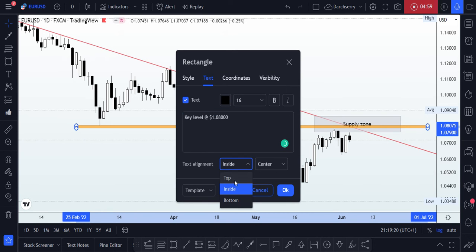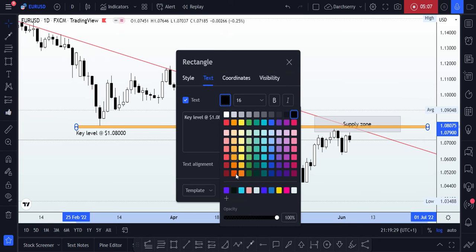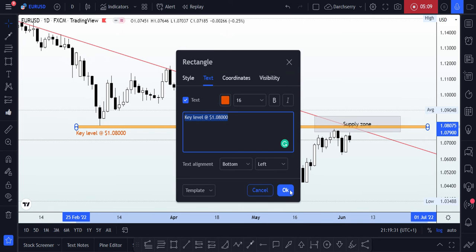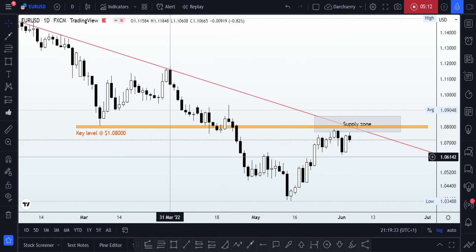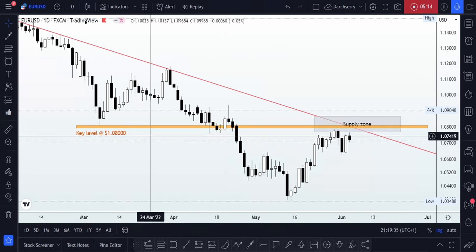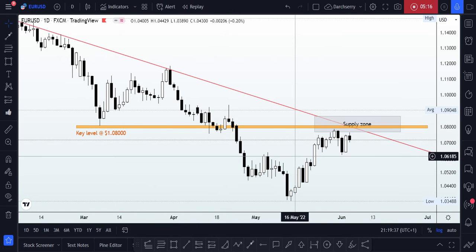Let's place this right at the bottom on the left hand side of our screen so that it won't muddle up the structures we are working with. So we have the key level right here at the 1.08 area. So what does this key level do for us going into the new week?